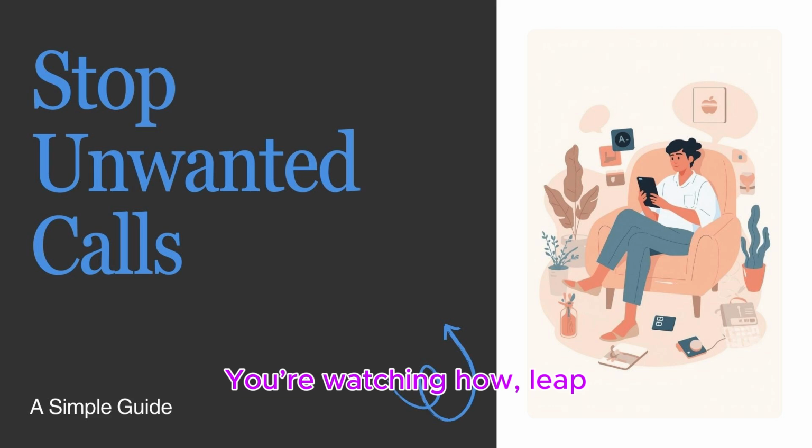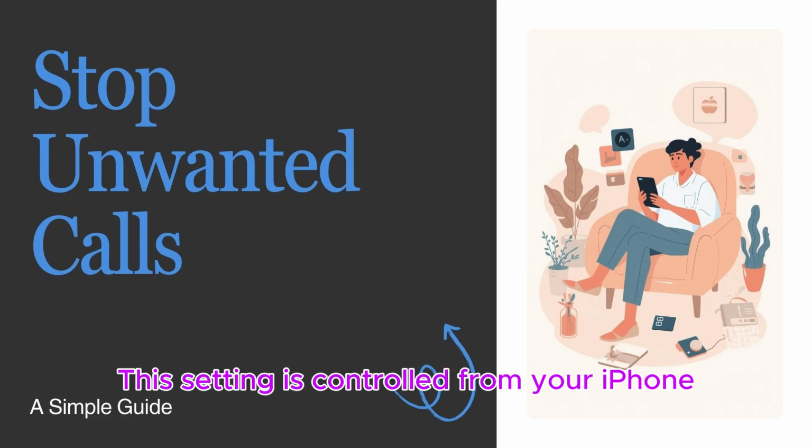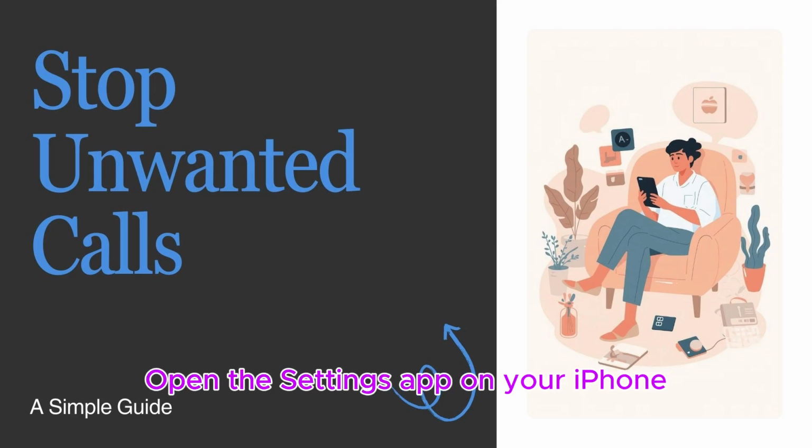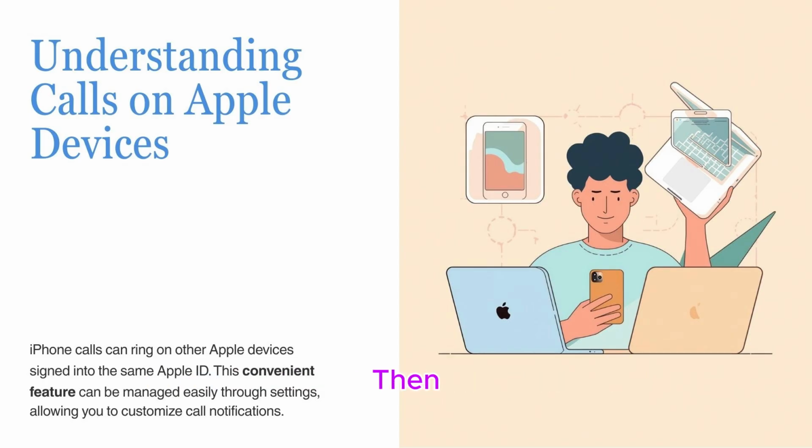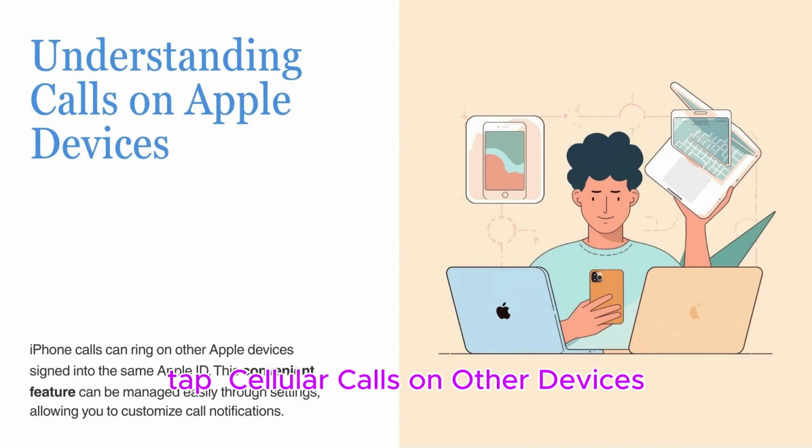You're watching how to let stop calls from ringing on your other Apple devices. This setting is controlled from your iPhone. Open the Settings app on your iPhone, tap Cellular, then tap Cellular calls on other devices.